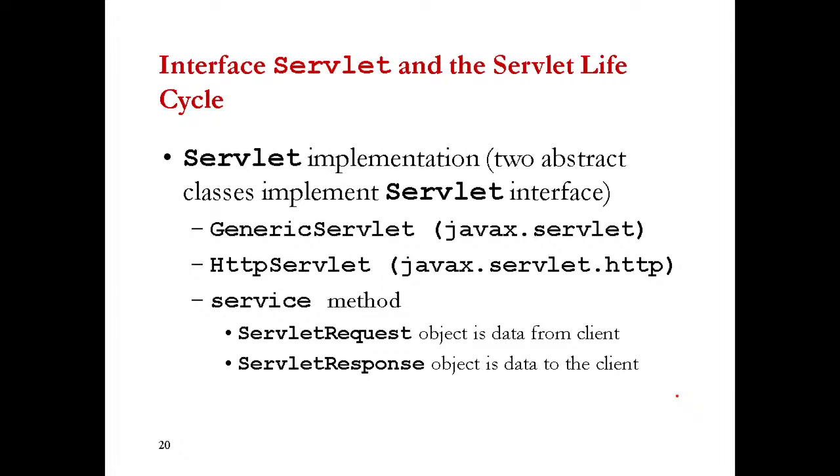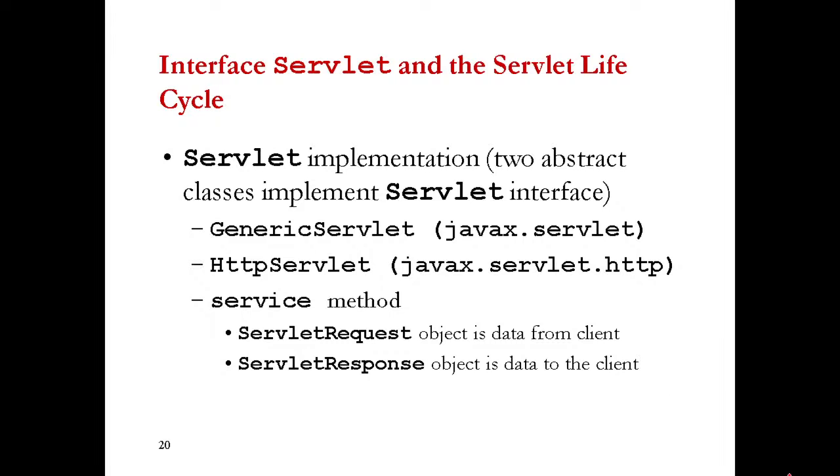That was the interface Servlet and the servlet lifecycle in detail. For servlet implementation, two abstract classes implement the Servlet interface. First is GenericServlet, which is available in the javax.servlet package, and HttpServlet, which is available in the javax.servlet.http subpackage. And for the service method, there are 2 parameters, one is request and another is response. The request is sent from client to server, and the response is sent from server to client.